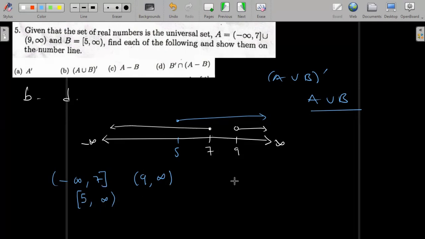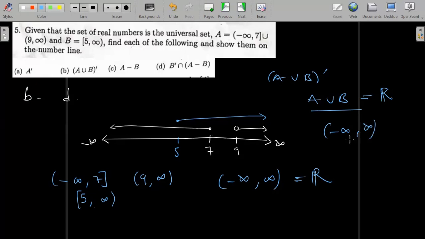When we bring all this together, what we're getting is a set going from negative infinity all the way up to positive infinity. And that is just the set of real numbers. Now, we are working with the space of real numbers; real numbers is our universal set. So A union B is the set of real numbers, which is just the set running from negative infinity to positive infinity.